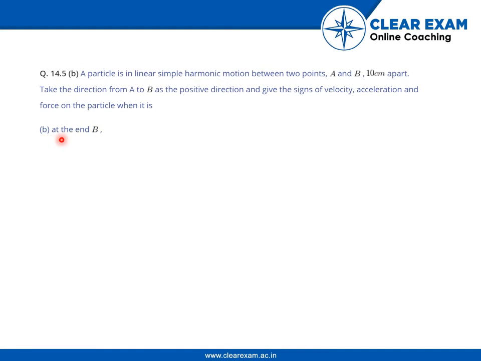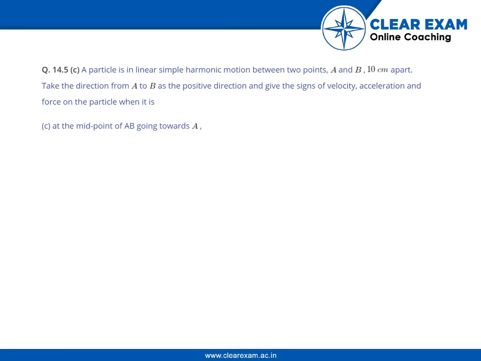The next one is at the end of B. In this case, the velocity is again 0, acceleration and force are negative. At the midpoint of AB going towards A, velocity is negative, that is towards A, and its magnitude is maximum. Acceleration and force are 0.